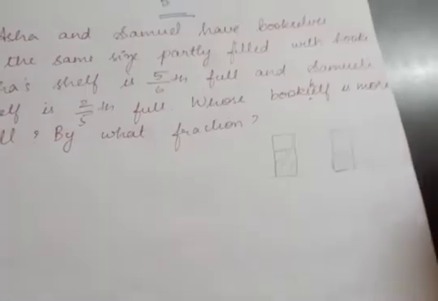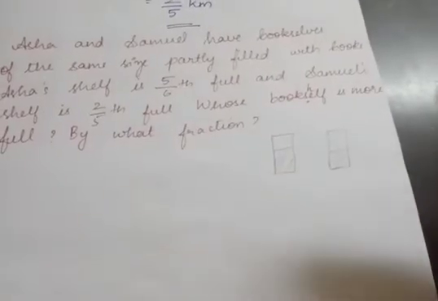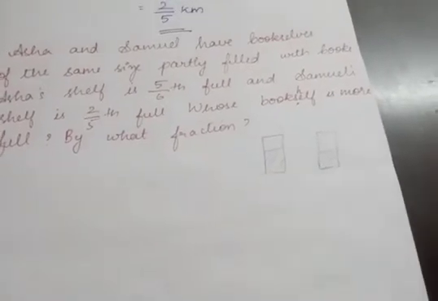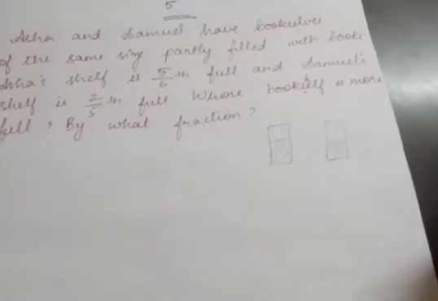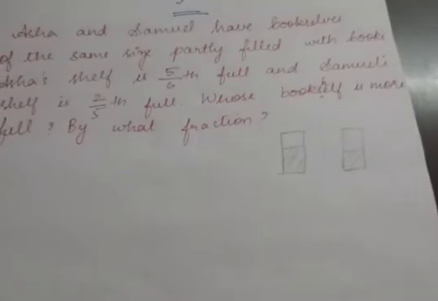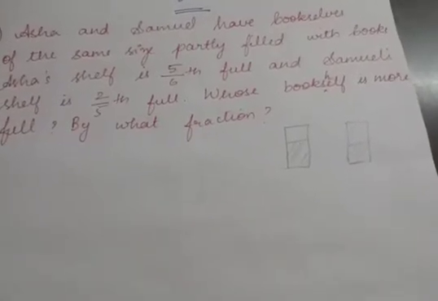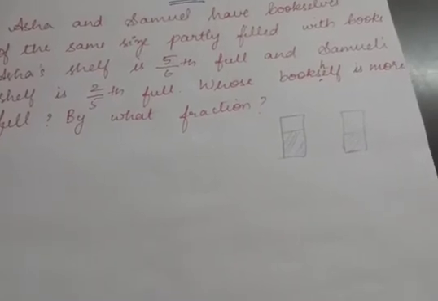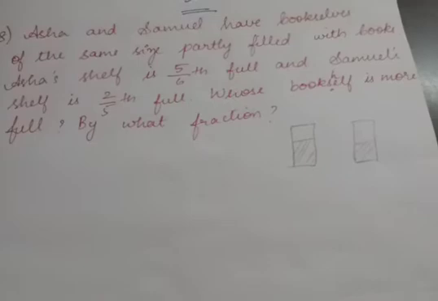Okay. The diagram will be different, but I'm just saying. Okay. Whose bookshelf is more books? Okay, more full. Okay. In this, whose bookshelf is more full? By what fraction? So we have to compare these two fractions and we have to check which fraction is larger. Then that person will have more filled books in that bookshelf.